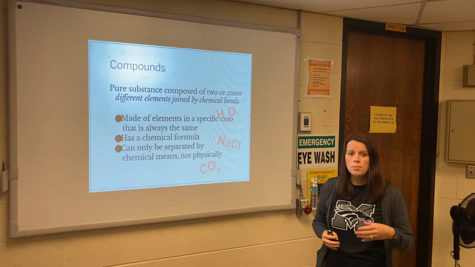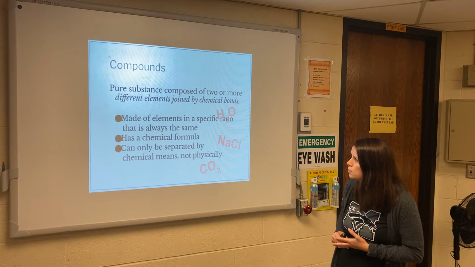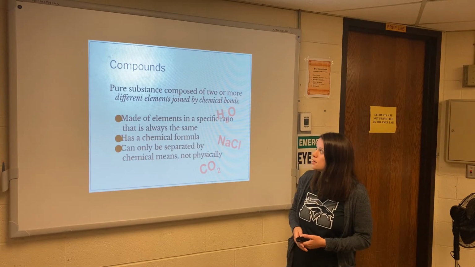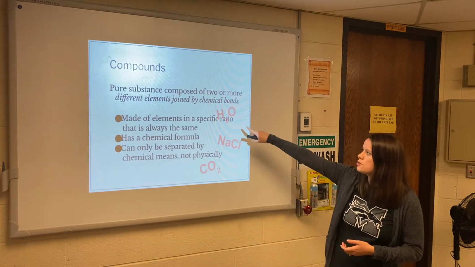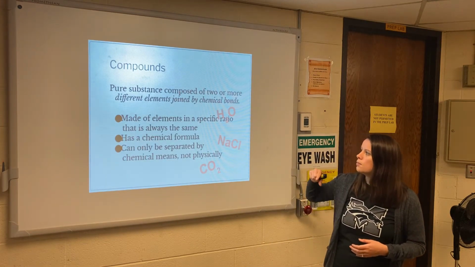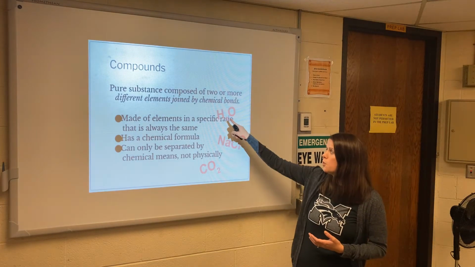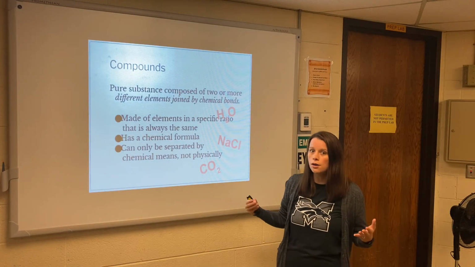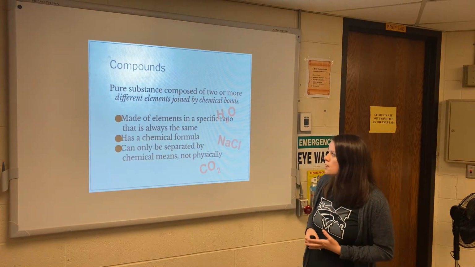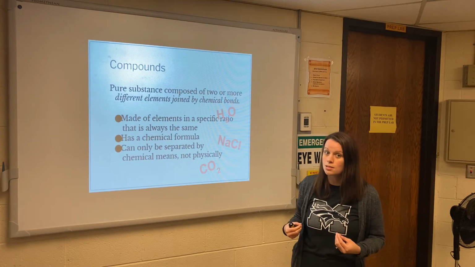Then compounds. They are basically pure substances composed of two or more different elements joined by chemical bonds. So, for instance, our favorite thing to drink, water, is a compound, H2O. It has two hydrogen and an oxygen. So we have elements that have come together to create a compound. They're made of elements with a specific ratio that is always the same. Water is always H2O. So it's never HO, it's never H2O2. Those are different compounds. It has a chemical formula, and it can only be separated by chemical means, not physical.